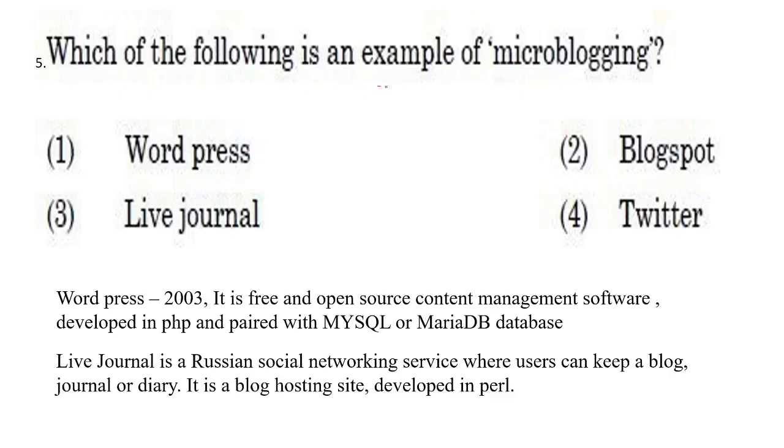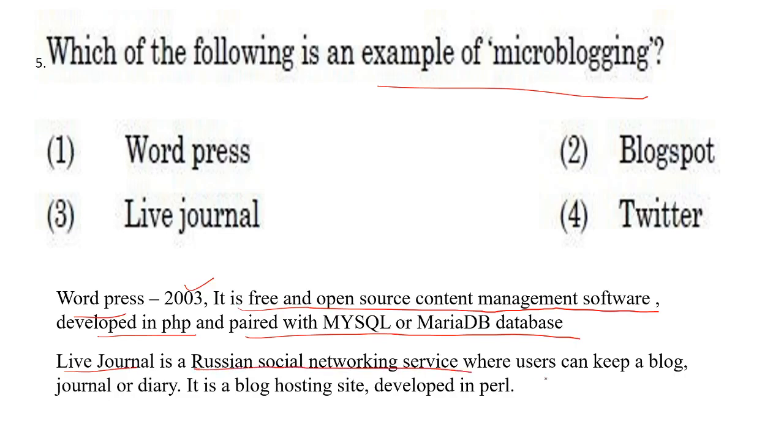Which of the following is an example of microblogging? WordPress, Blogspot, LiveJournal or Twitter? Till you tell me the answer, let me tell you. WordPress came in 2003. It is a free and open source content management software developed in PHP and paired with a MySQL or MariaDB database. LiveJournal is a Russian social networking service where users can keep a blog, journal or diary. It is a blog hosting website developed in Perl.